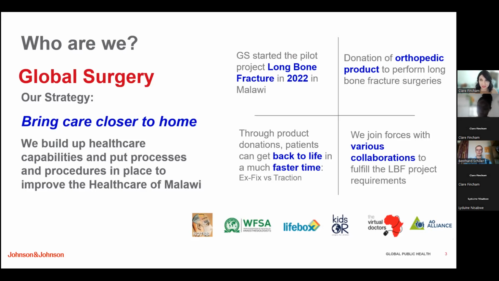Our global surgery team started a long bone fracture project in the year 2022. We donate orthopedic medical devices, which are plates and screws. We donate that to Malawi. And through this product donation, we get patients to return back to life in a faster time. As you can see at the bottom, we join forces with a lot of collaborators because we as Johnson & Johnson cannot do this on our own.